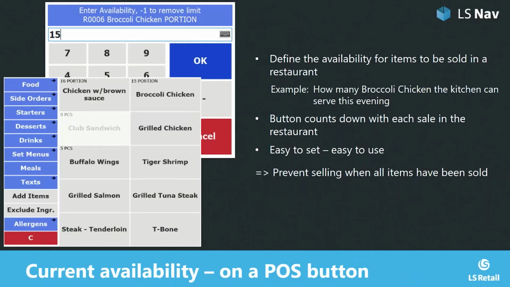Hospitality. Now we have the ability to show the current availability of portions or pieces on the POS buttons. It's simple to enter the quantity in the morning, how many portions you have. For example, enter here 15, and you can then see that for broccoli chicken, you have 15 portions. Every time you sell broccoli chicken, it decreases the number on the button. You can also see here the club sandwich is all out. It's grayed out, and therefore you can't sell any more. It is easy to set, easy to use.